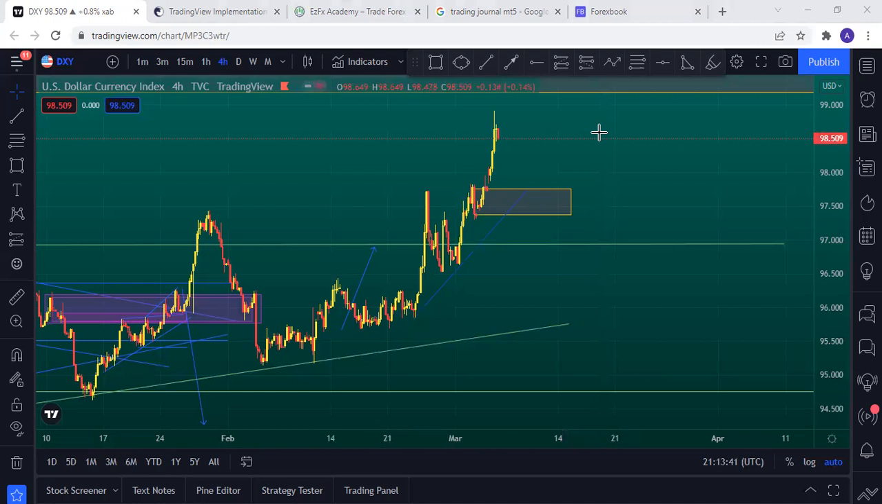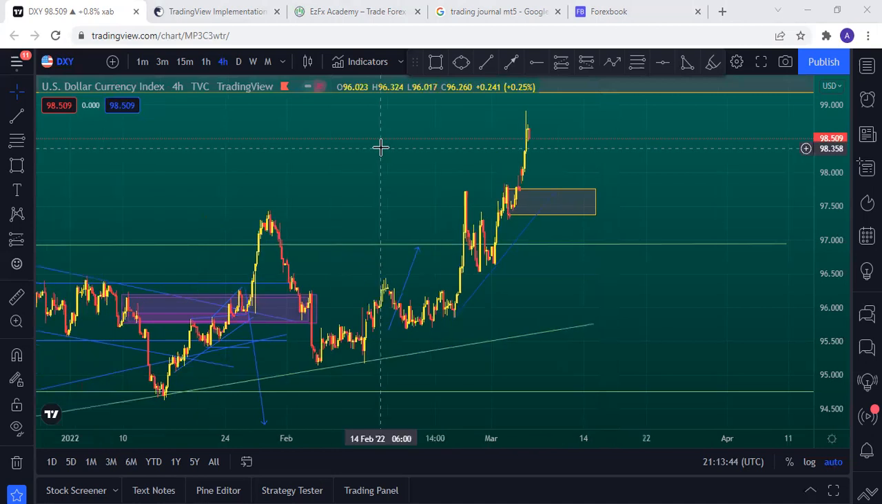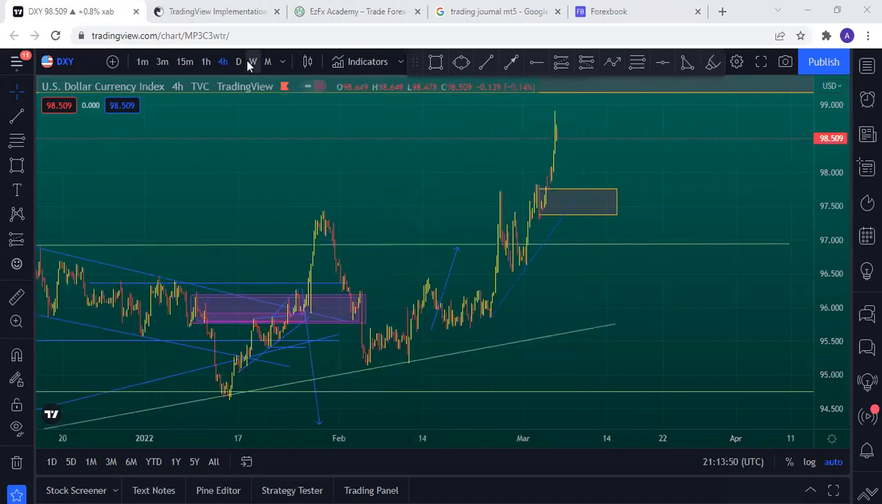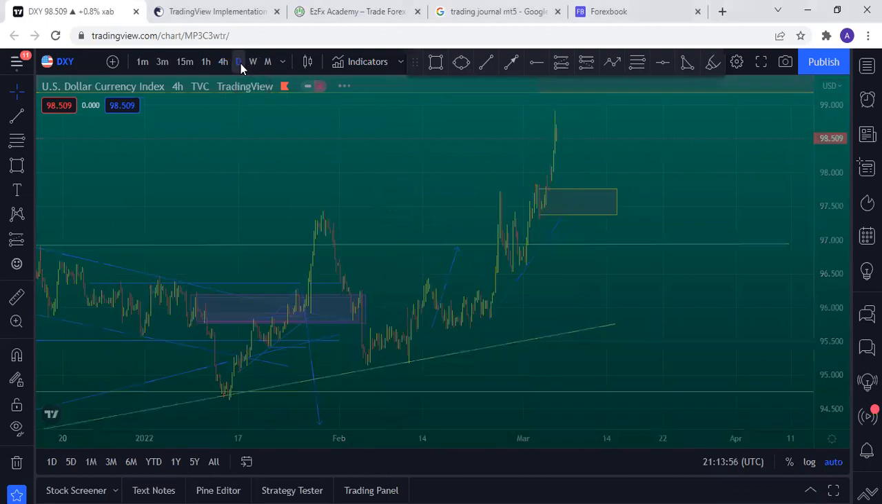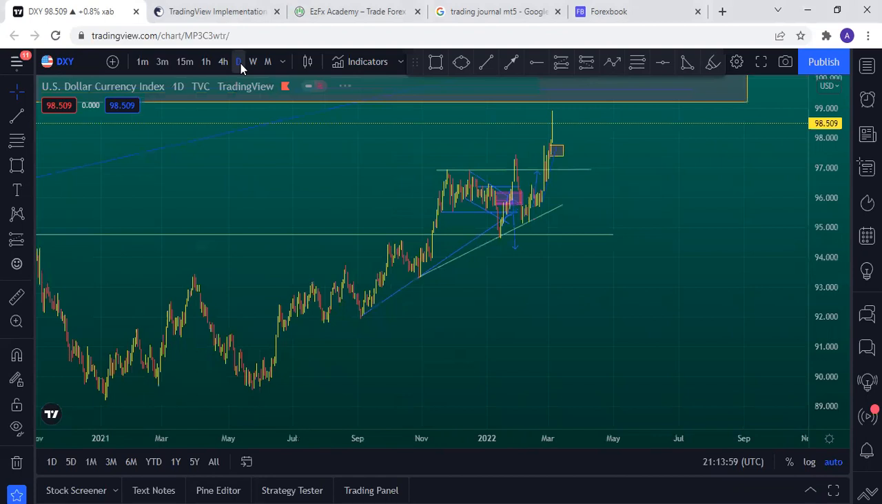USD card and Euro USD. All right, let's quickly look at USD card.